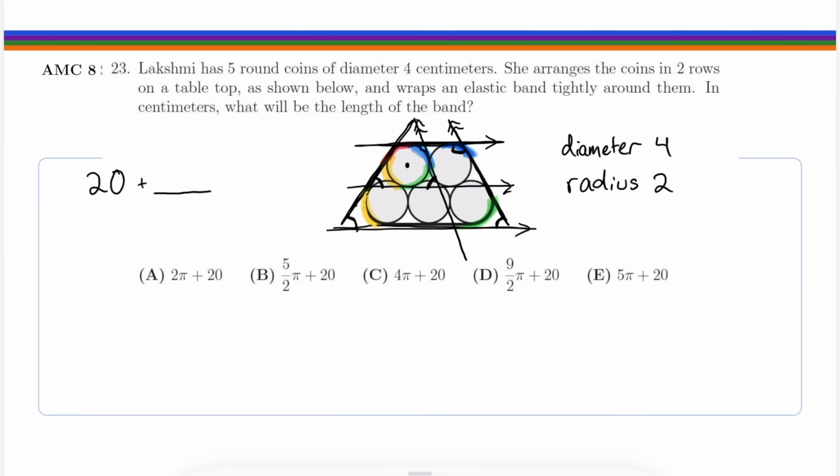It's actually very convenient because we moved all of our arcs to one circle, and we see that it is just the circumference of one circle. The formula for circumference is circumference equals pi times diameter. We know that the diameter of a coin is 4, so our circumference is 4 pi. Adding this to the perimeter of the connected radii, we get 20 plus 4 pi, or C.